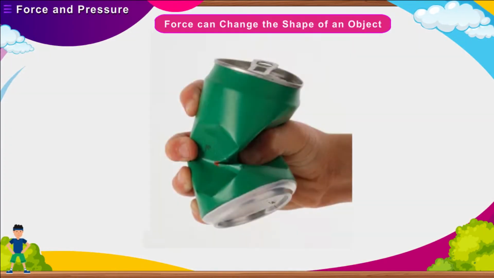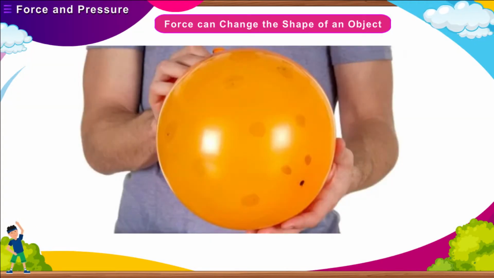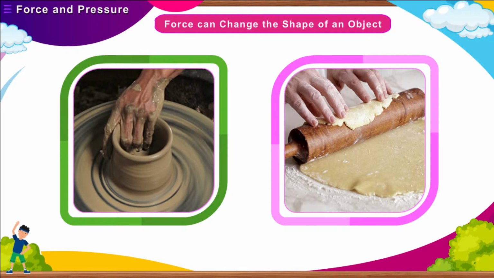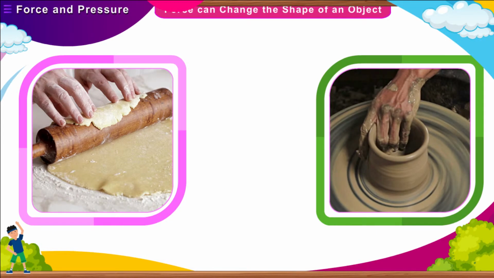Force can change the shape of an object. Force can change the shape of some objects or things, such as when an inflated balloon is pressed, clay is rolled on a potter's wheel, and flour dough is rolled with a rolling pin.